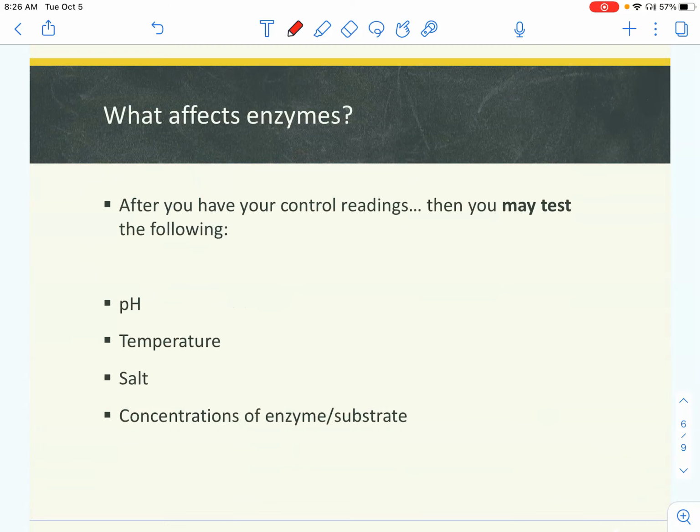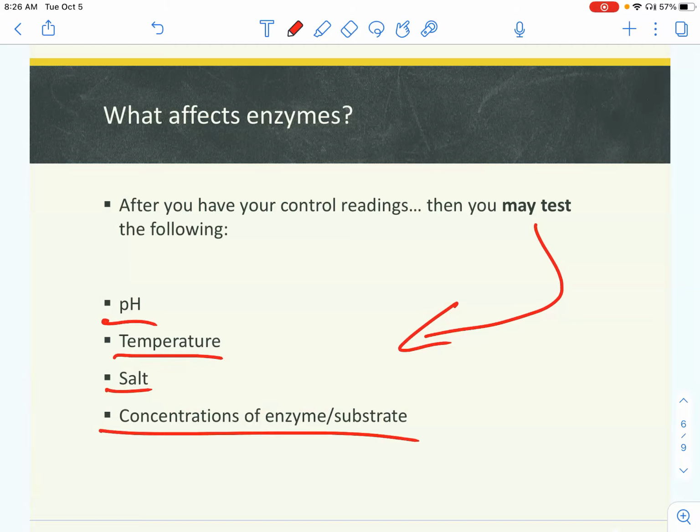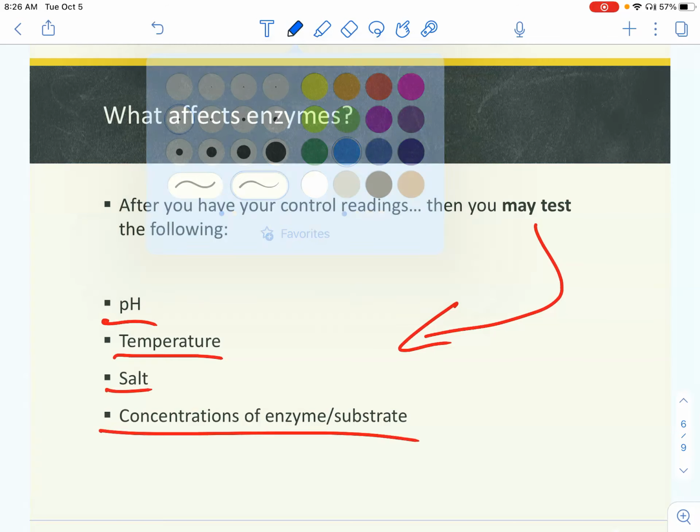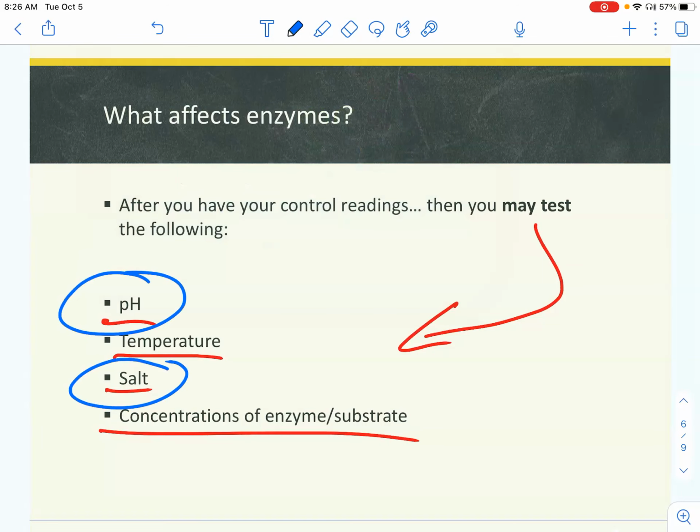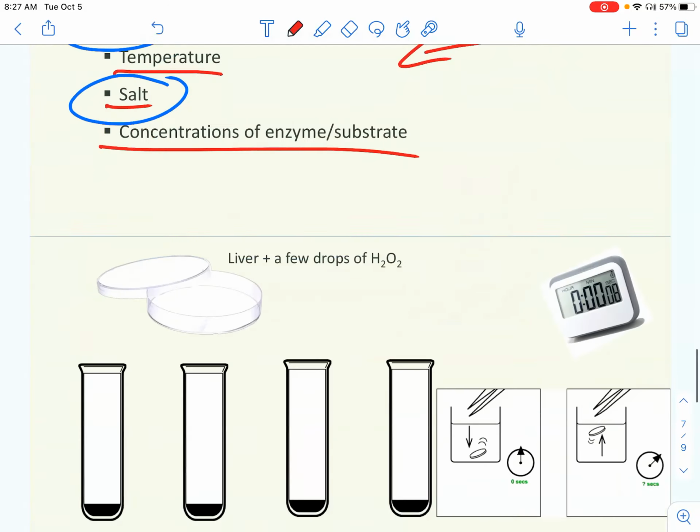So this was a teacher-directed inquiry, but you obviously designed your own experiment. And I had these options for you in lab. You could test pH, temperature, salt, and concentrations. And I believe everyone in this lab either chose pH or salt, okay? Those are great choices. Again, not really a wrong choice, but it's definitely interesting what we saw in the data.